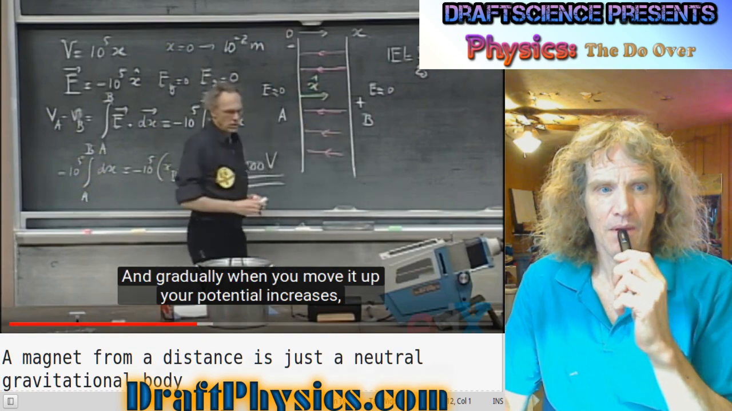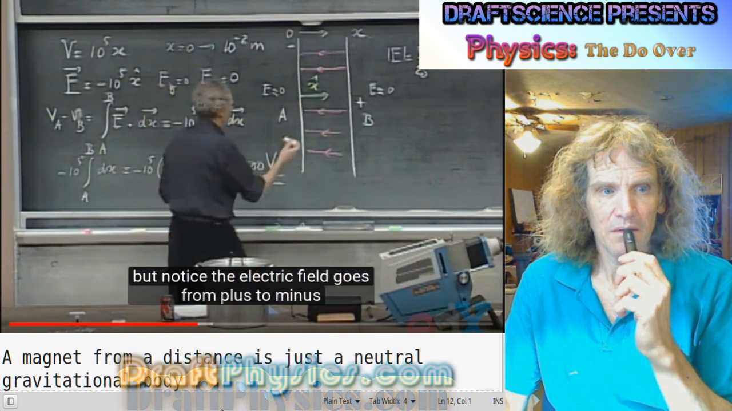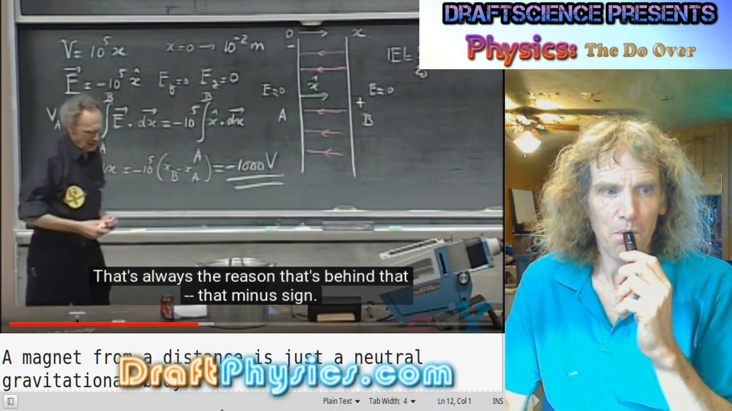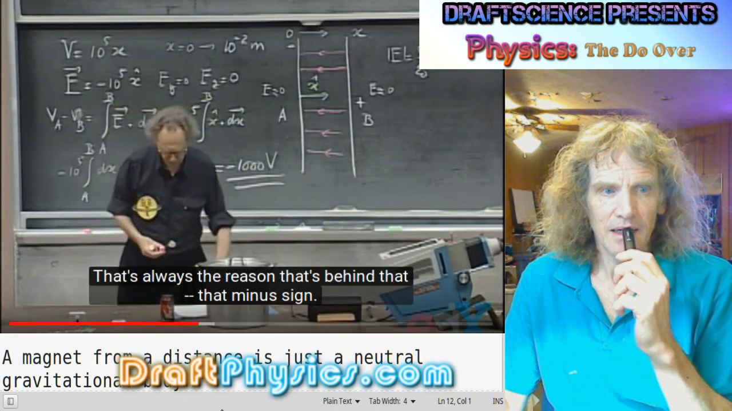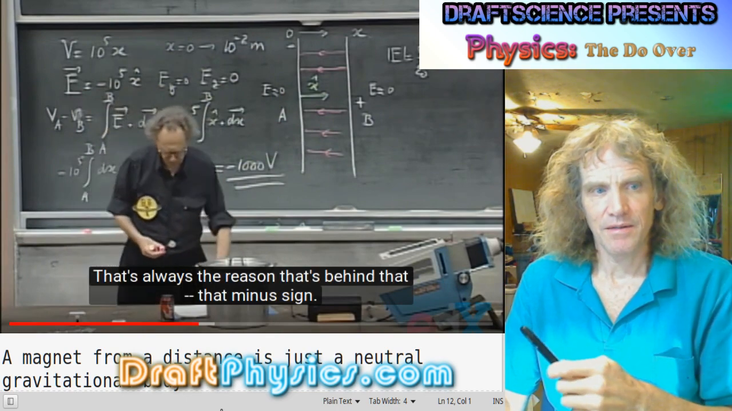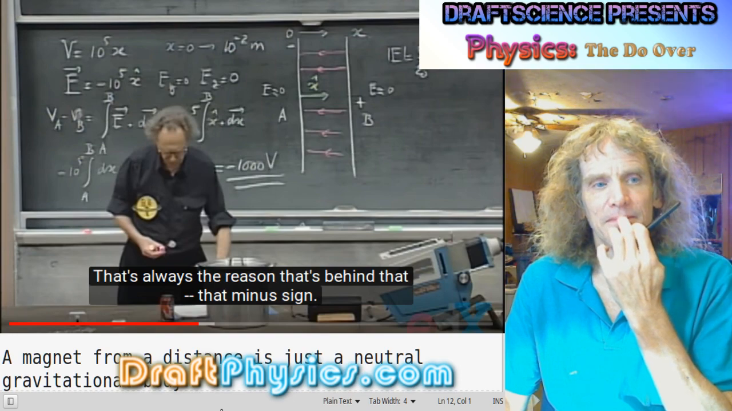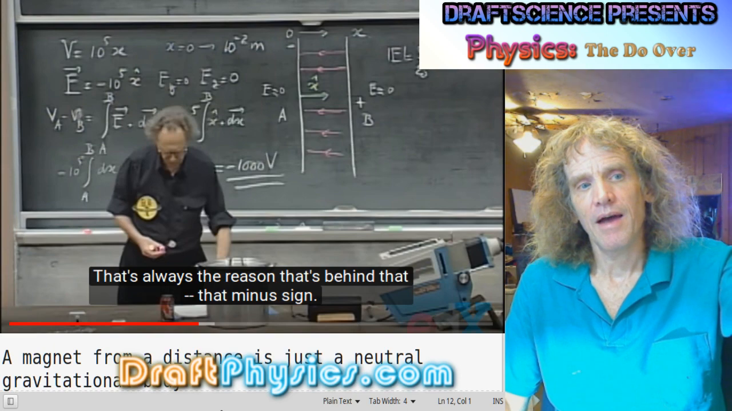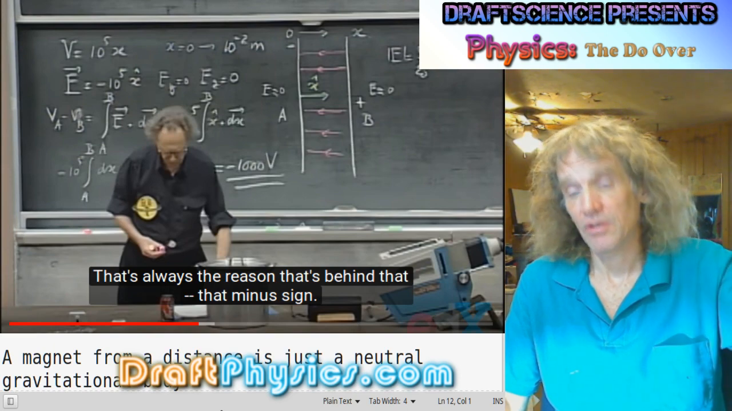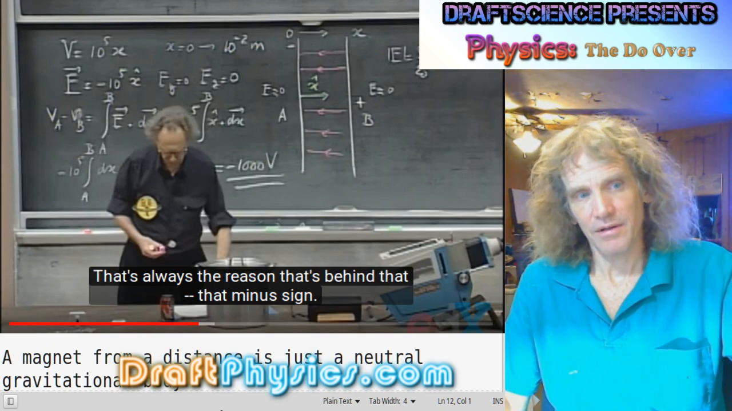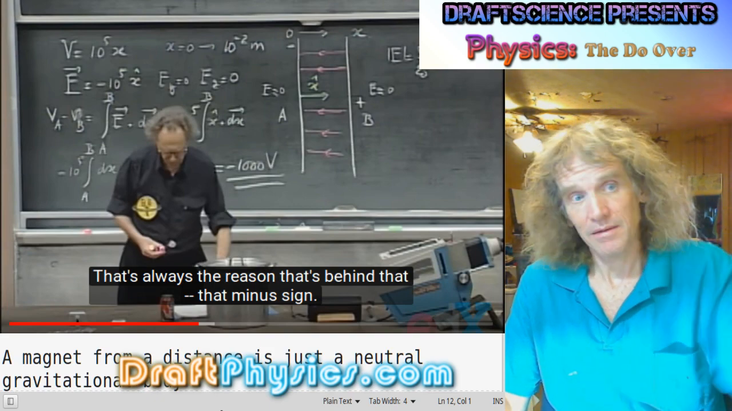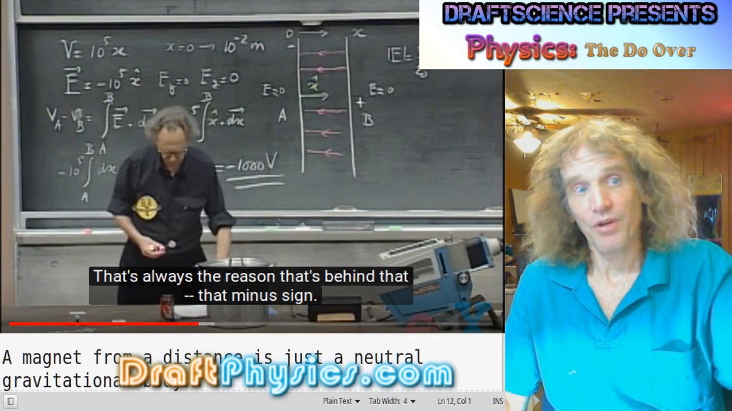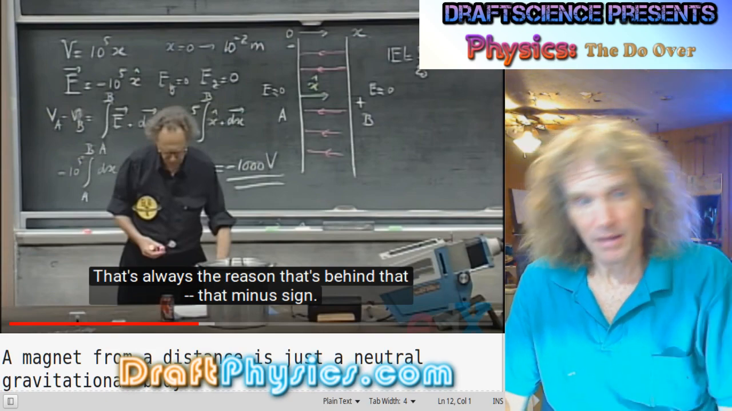You move it up, your potential increases. But notice the electric field goes from plus to minus, in the opposite direction. That's always the reason that's behind that minus sign. Yeah, I think these directions just add confusion. The voltage and the current really are going in the same direction. It just has to do with how when the conductor is charged, and after that the voltage is reversed. I mean, what you think is the low end is really the high end, and so on.